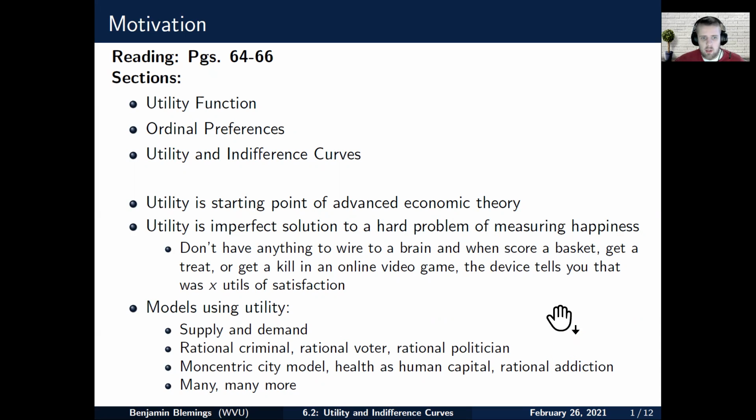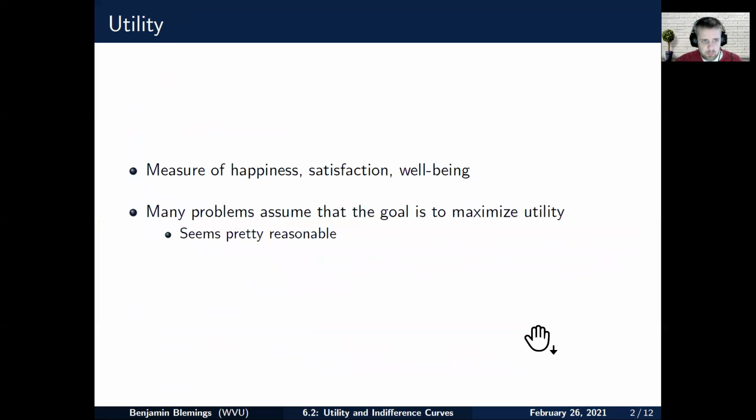So there are a lot of models that use utility. Supply and demand actually does, although it's just in the background, and I'll show you how it integrates. And then there's a bunch of other models that, if you're interested in doing more economics or applying economics to some other field like law or politics or urban planning or health, understanding those economic models can help you. And so you should try to understand utility to the best of your ability.